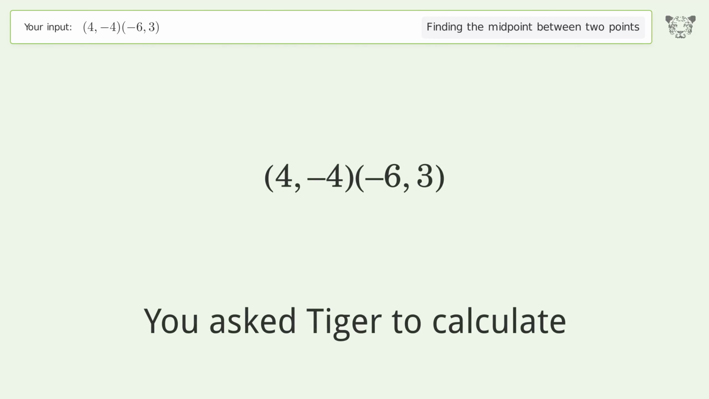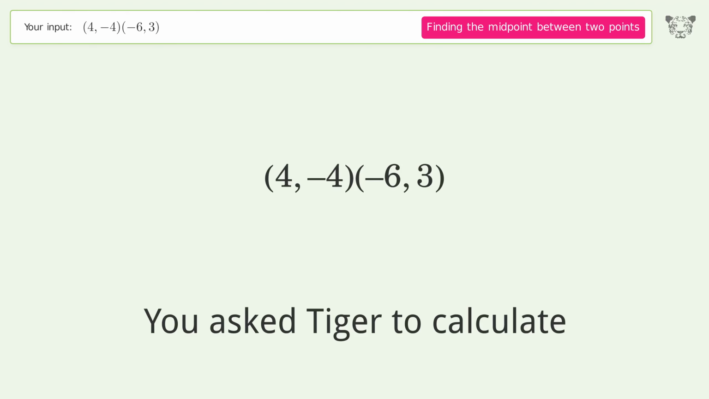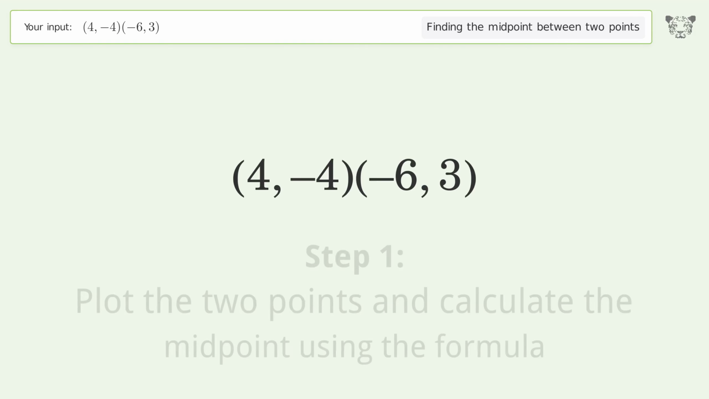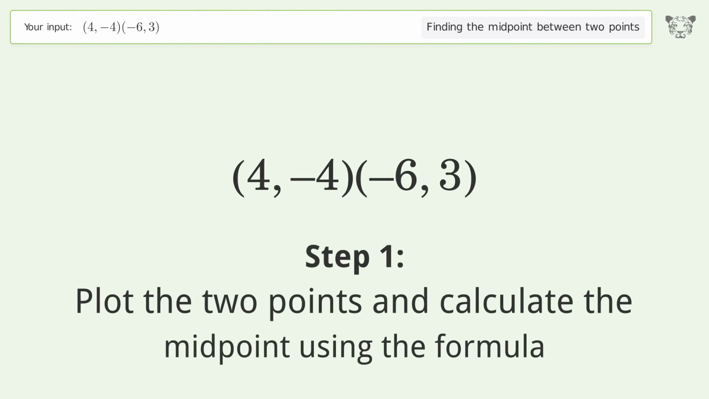You ask Tiger to calculate. This deals with finding the midpoint between 2 points. The midpoint between the 2 points is -1, -0.5. Let's solve it step by step. Plot the 2 points and calculate the midpoint using the formula.